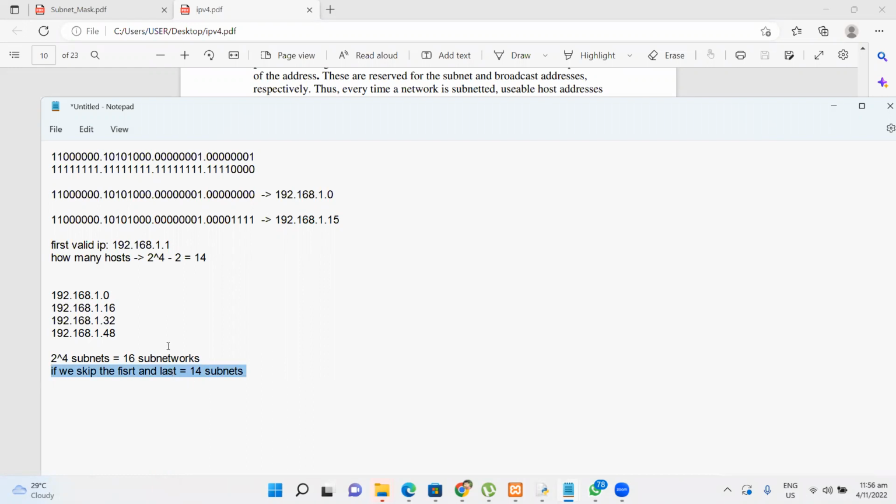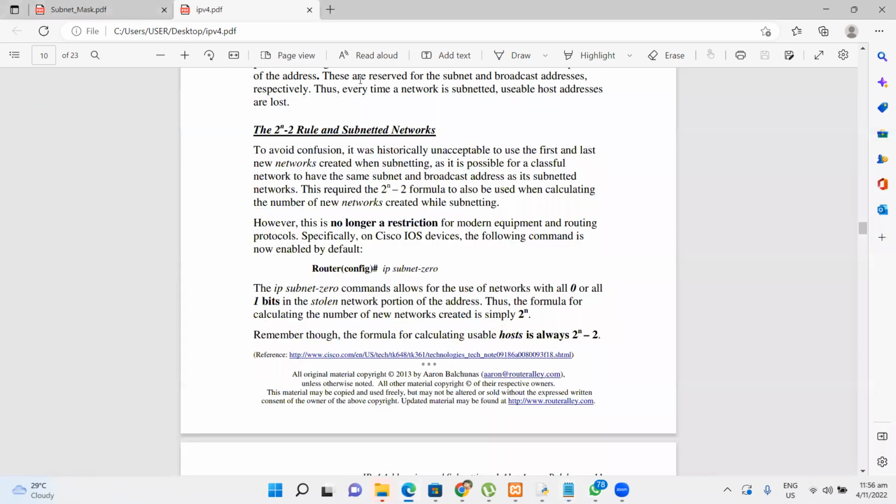That means in earlier days, the first subnet and the last subnet were skipped. But I don't know where your syllabus is placing this. Sometimes they treat the old method, sometimes they consider the new method. Therefore, to be on the safe side, mention both. Normally there are 16 subnets, but if we skip the first and last, there will be 14. That is a valid answer, but in an MCQ you can't select like that.